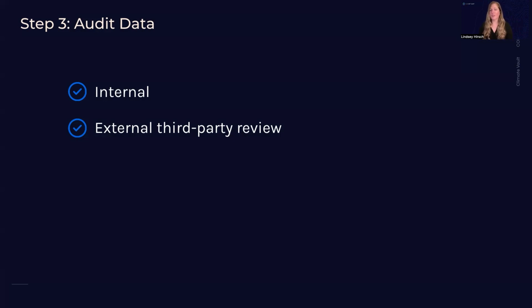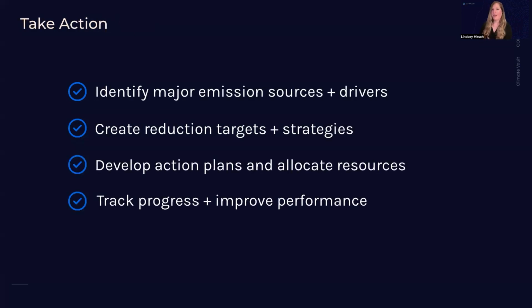Auditors want to see how your organization calculated your emissions and where all the data was sourced. So they will review methodologies, verify protocol compliance, trace data, conduct spot checks, interviews, and calculations to ensure accuracy. After the GHG inventory is complete and has been successfully verified and signed off on by your third-party auditors and relevant internal stakeholders, you're ready to take action on your climate impact. A few places to start may include identifying major emission sources and their drivers, creating reduction targets and strategies, developing action plans, allocating resources and implementing, and tracking progress over time against your targets and plans to improve performance.